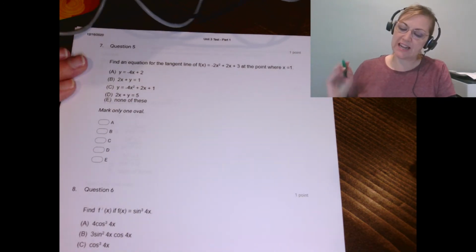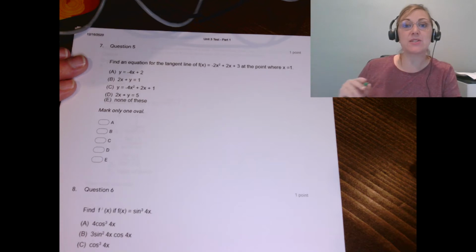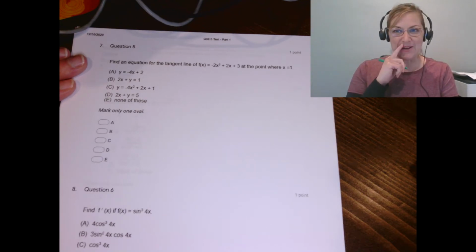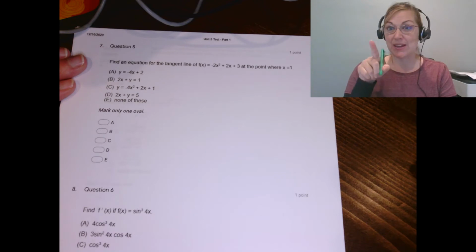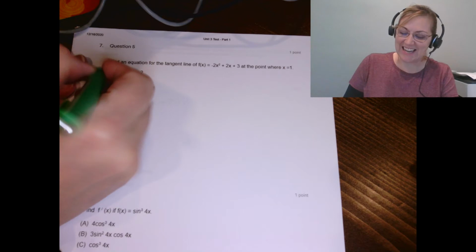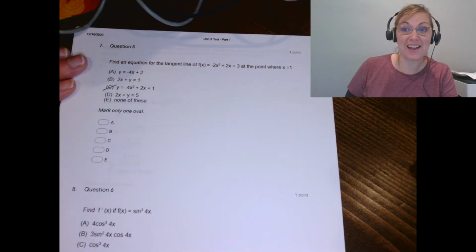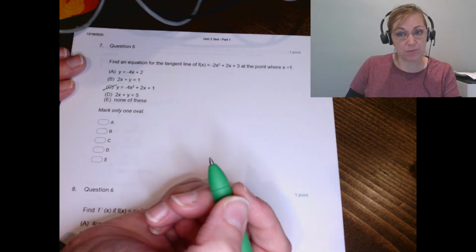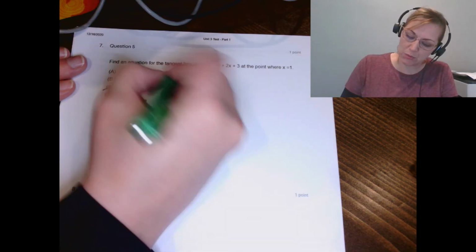Write the equation of the tangent line to f of x at the point when x is 1. Now, I want you to see there's an answer choice you can go ahead and eliminate right off the bat. Did you catch it? Yeah, C cannot be the answer because it's not a line. So let's start with a tangent line. We're going to need a slope. To get a slope, we're going to have to take the derivative.